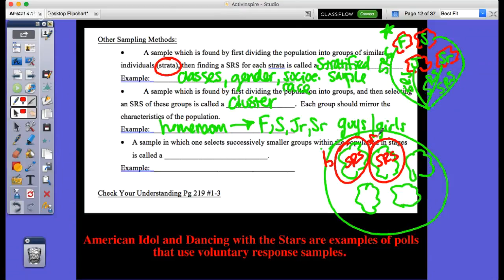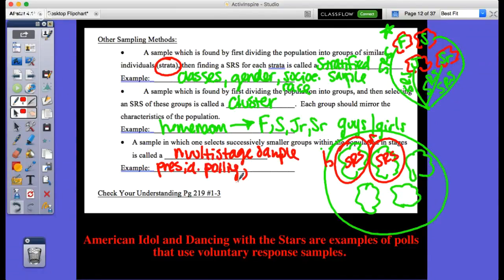A sample in which one selects successively smaller groups within the population in stages, we call that a multi-stage sample. Multi-stage sample, okay? An example of this would be presidential polling, okay? So again, we successively get smaller groups within each population, right? So we choose a population and then we get smaller and smaller groups in stages. This is like an example would be presidential polling, right?